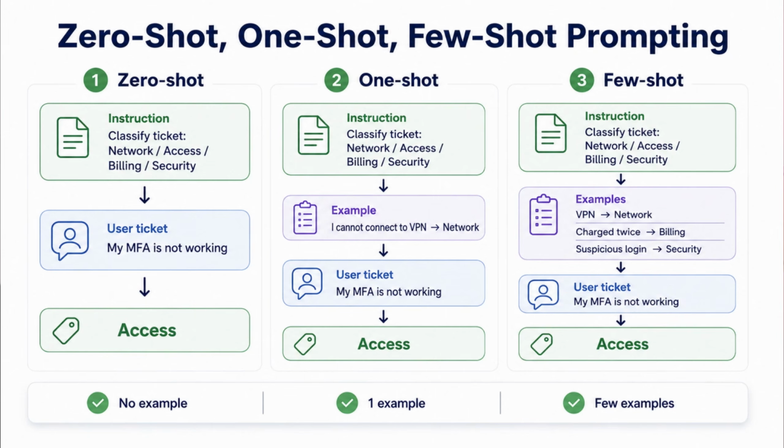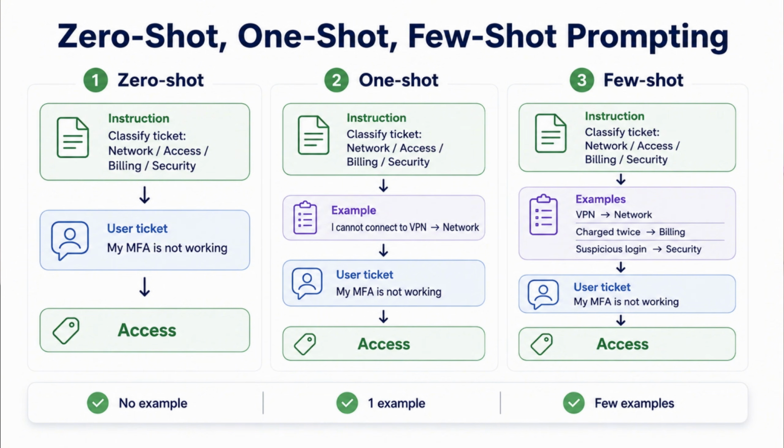And these terms sound technical, but the idea is very simple. Zero shot prompting means you ask the model to complete a task without giving any example. One shot prompting means you give one example. Few shot prompting means you give a few examples. Let's take a support ticket example. A zero shot prompt may say classify the ticket as network, access, billing, or security. The model receives the ticket and tries to classify it based on only the instructions.